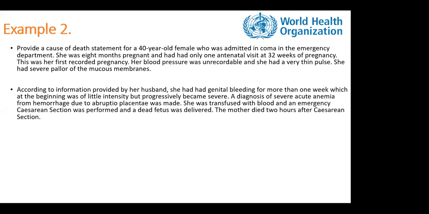The second scenario is of a 40-year-old female who was admitted in a coma in the emergency department. She was 8 months pregnant and had only one antenatal visit at 32 weeks of pregnancy. This was her first recorded pregnancy. Her blood pressure was unrecordable, and she had a very thin pulse. She had severe pallor of the mucous membranes. According to information provided by her husband, she had had genital bleeding for more than 1 week, which at the beginning was of little intensity, but progressively became severe. A diagnosis of severe acute anemia from hemorrhage due to abruptio placentae was made. She was transfused with blood, and an emergency cesarean section was performed, and the dead fetus was delivered. The mother also died hours after the cesarean section.